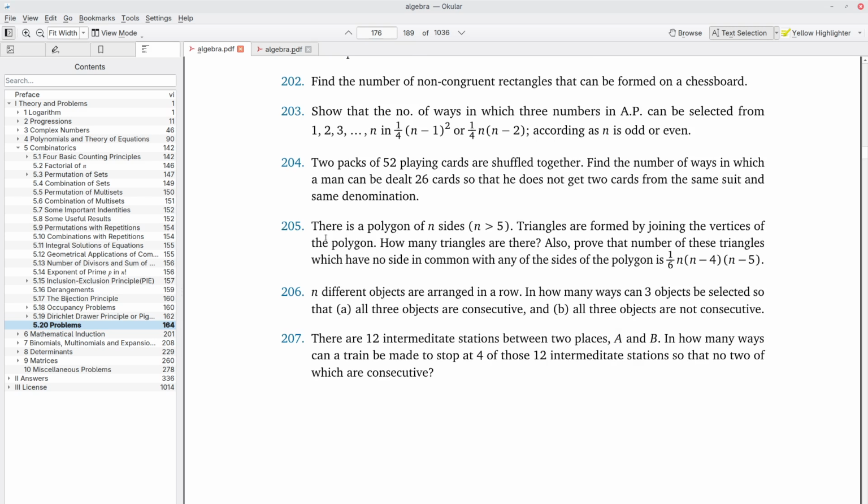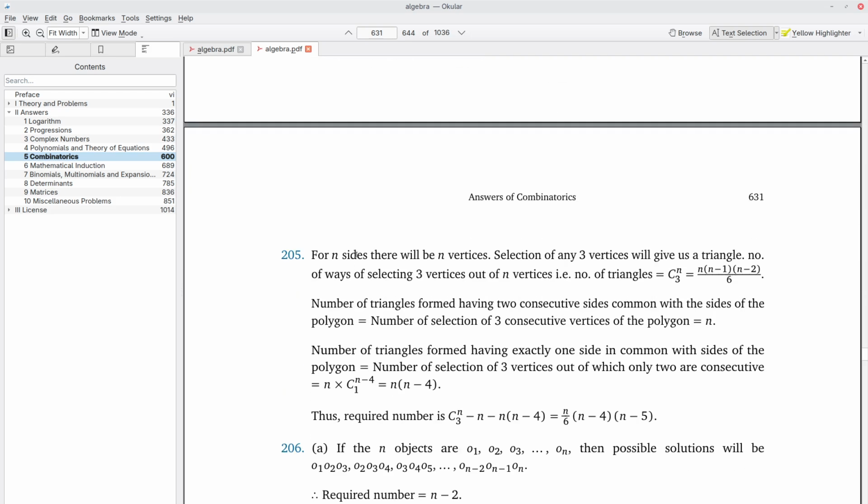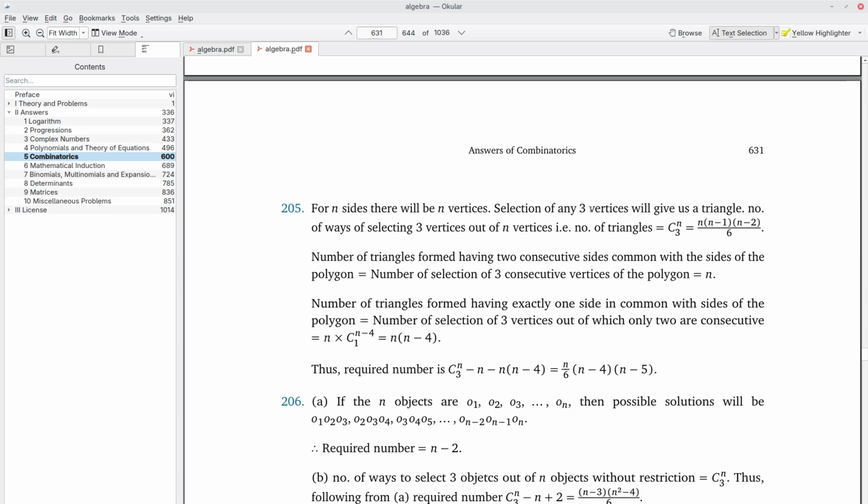Question 205 says that there is a polygon of n sides, n greater than 5. Triangles are formed by joining the vertices of the polygon. How many triangles are there? Also prove that the number of these triangles which have no side in common with any of the sides of the polygon is 1/6 multiplied by n multiplied by (n minus 4) multiplied by (n minus 5). So for n sides of a polygon, we will have n vertices. Now selection of any three vertices will give us a triangle. The number of selections is nC3, that is n multiplied by (n minus 1) multiplied by (n minus 2) over 6.